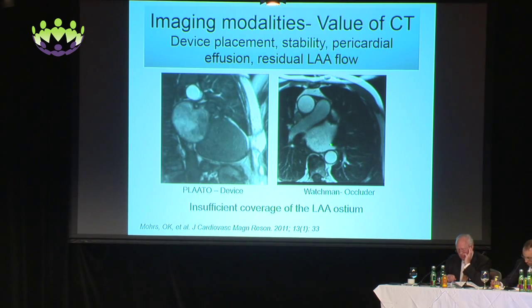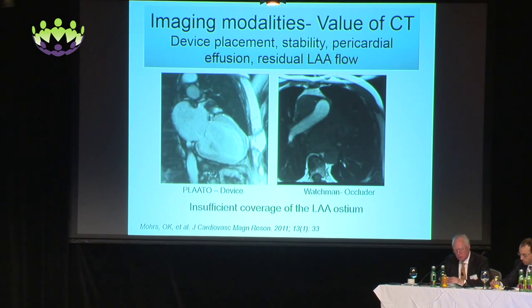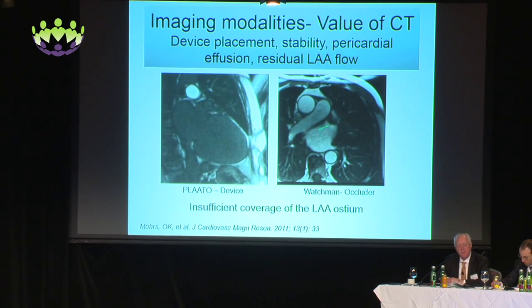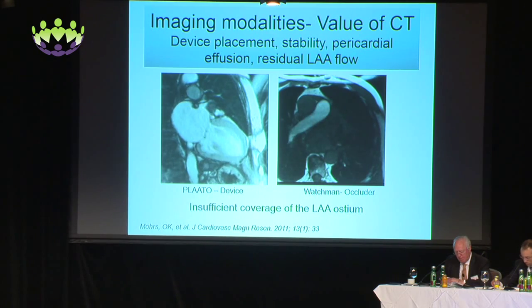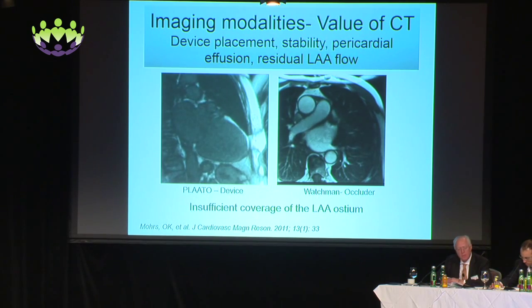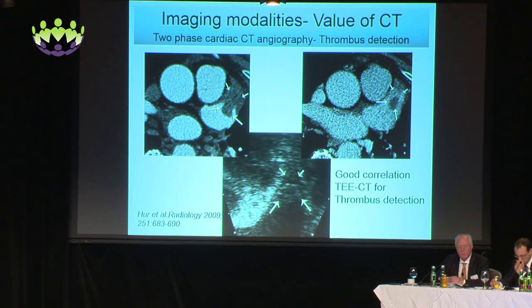On the right-hand side, we can see an image where we have a Watchman occluder in place. And again, when the contrast comes into the left atrium, we can see that there's a nice filling of the distal part of the left atrial appendage. So this is residual shunting in both of the patients. We can use CT as well, two-phase cardiac CT angiography, to define thrombi, and it could be shown that we have a good correlation between TE and CT findings for thrombi.